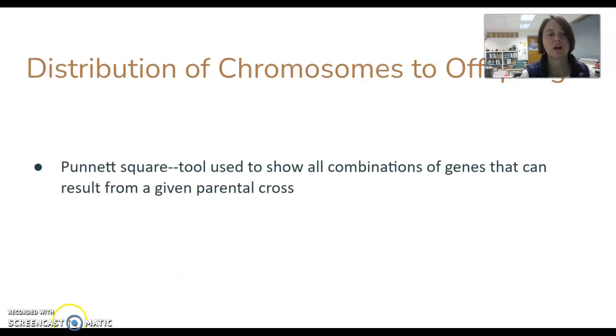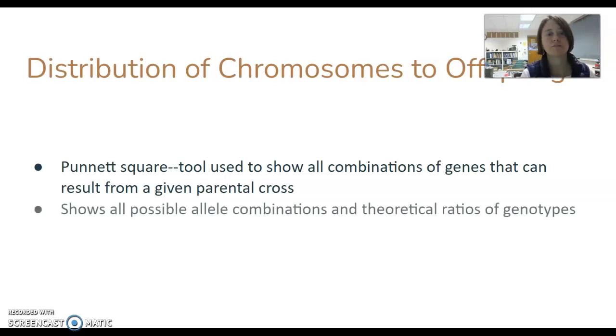Okay, so let's talk about Punnett squares. This is another tool for genetics. It's a tool used to show all the combinations of genes that can result from a given parental cross. Given the genotype of the dad and the genotype of the mom, what could possibly be their offspring? So it shows all possible allele combinations, the combinations of different alleles, and the theoretical ratios. So let's say theoretically it's a 1-to-1 ratio, or 1-to-4, or a 9-to-3-to-1 that the offspring will have these traits.